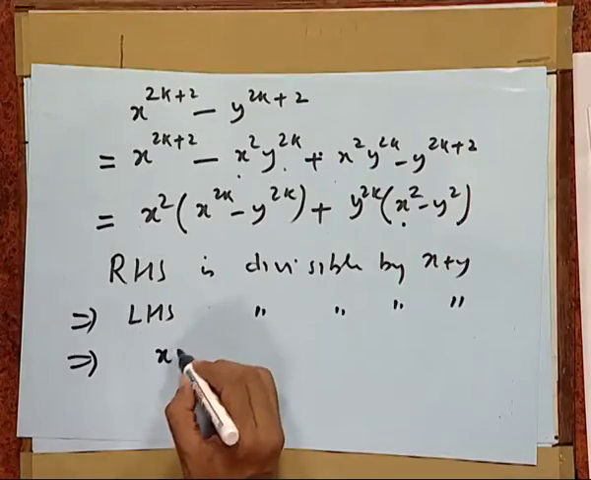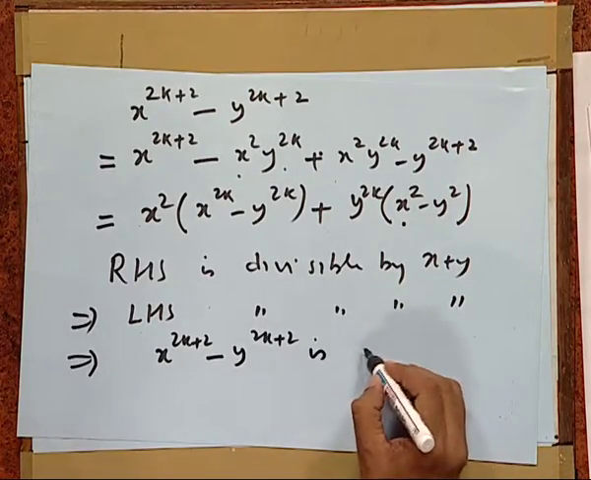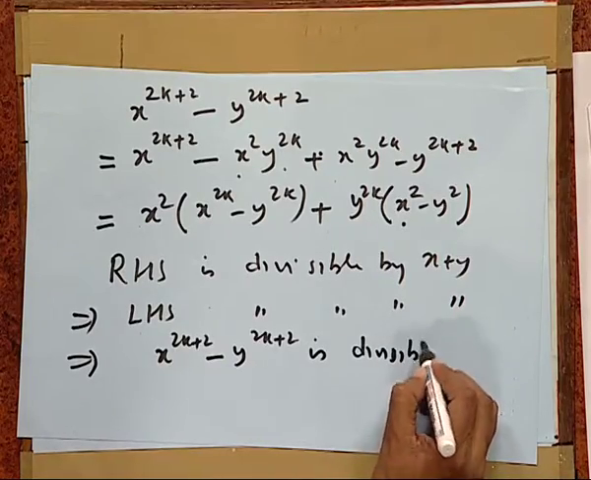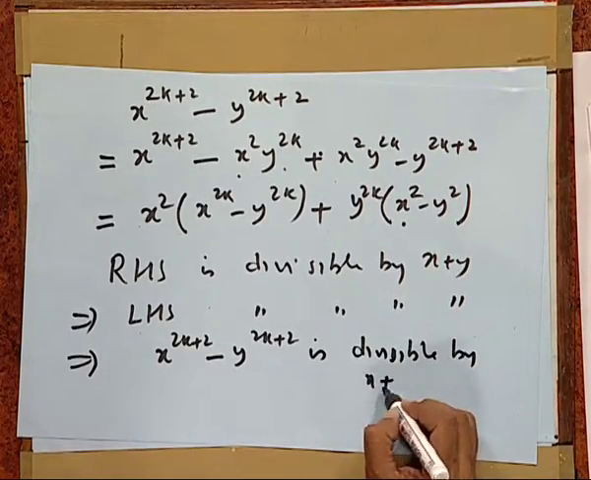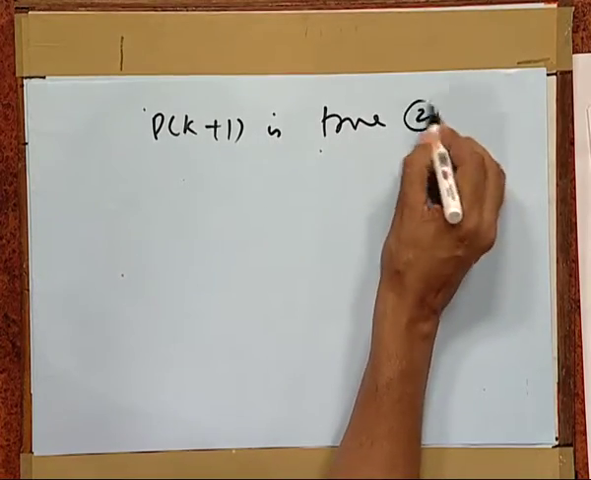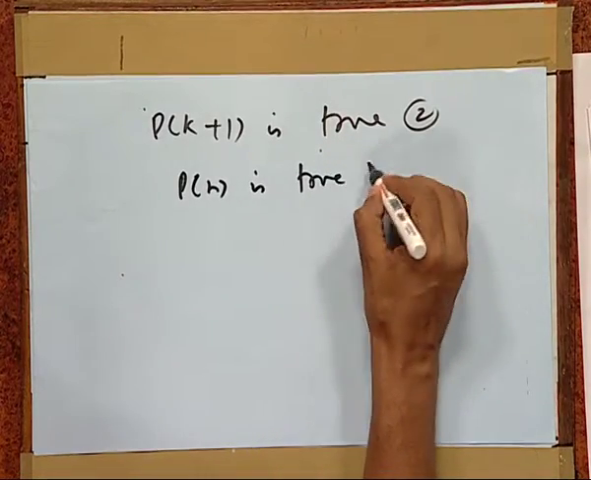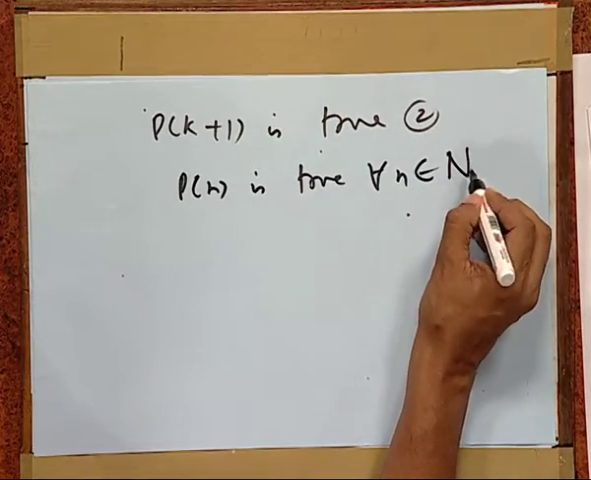That means x power 2k plus 2 minus y power 2k plus 2 is also divisible by x plus y, and thus we have proved P(k plus 1) is also true. Thus, both the two steps are cleared. So, we can claim that P(n) is true for all n belonging to N. It means the given result is true for all natural numbers.